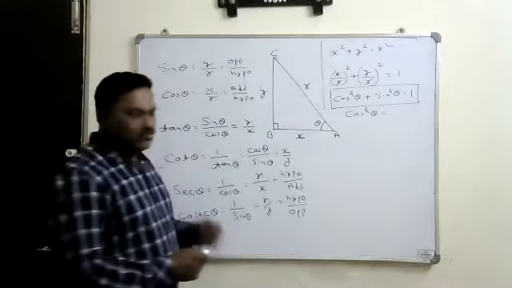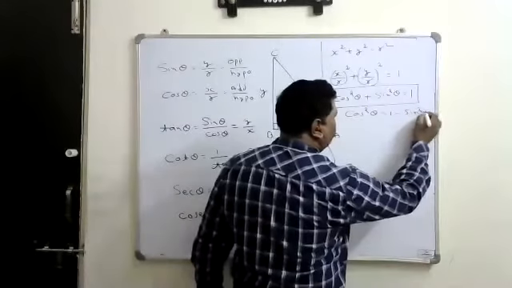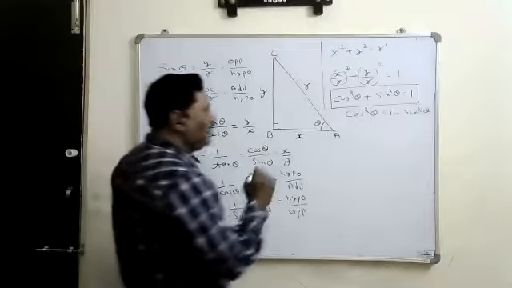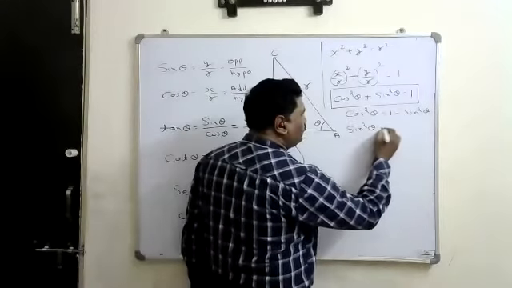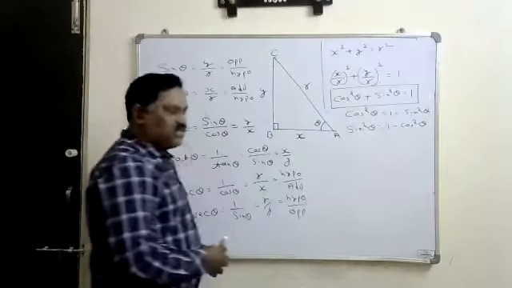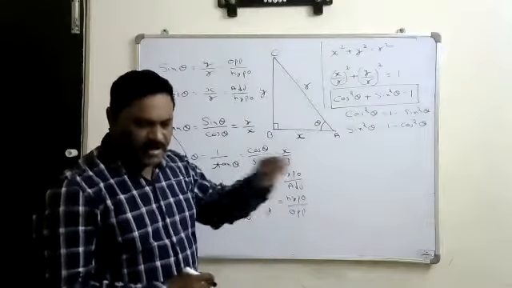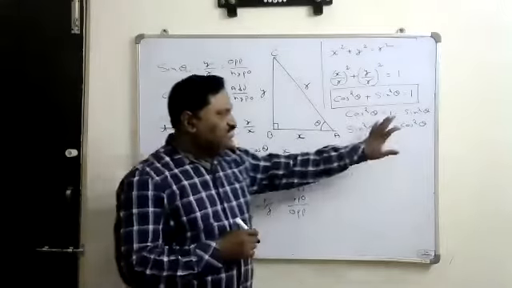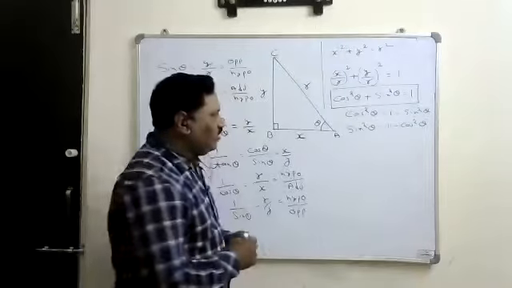From this, cos square theta is equal to 1 minus sin square theta. And what is the sin square theta from this? 1 minus cos square theta. Sin square theta is 1 minus cos square theta, and cos square theta is 1 minus sin square theta. Okay. This is the first identity. From that, we can write the sin in terms of the cos, and the cos in terms of the sin. Okay. This you have to remember.